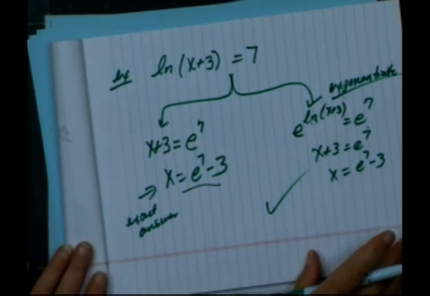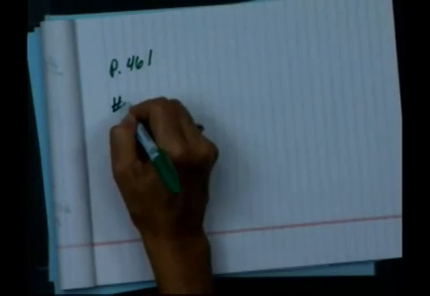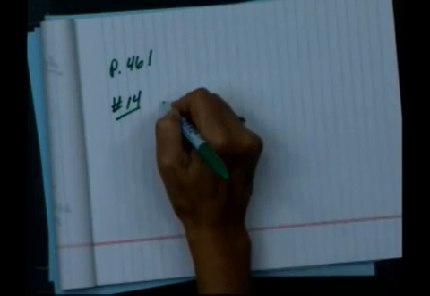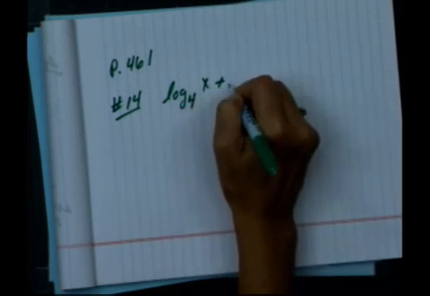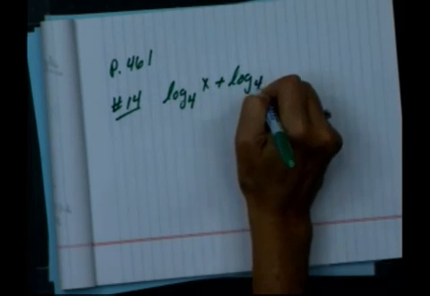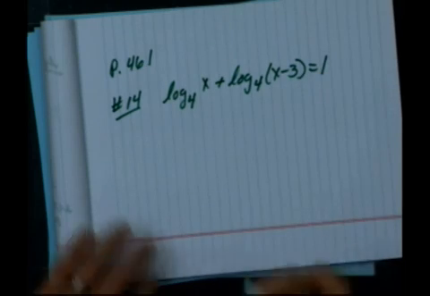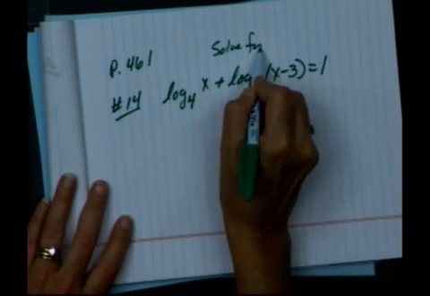I'm going to pull 2 problems out of the exercises, and then we'll go to exponential form. All right, these are coming from page 461. The first example I want to do is number 14, and maybe, just maybe, it's a WebAssign question to help you out. Log to the base 4 of x plus log to the base 4 of x minus 3 equals 1. And our instructions are to solve for x.